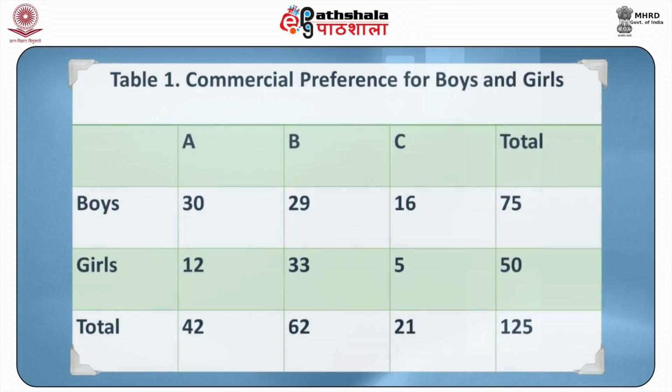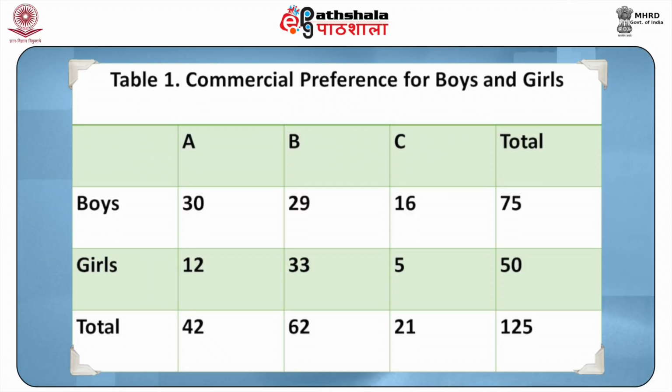Let us look at an example. Suppose that 125 children are shown 3 television commercials for breakfast cereal and are asked to pick which one they like the best. The results are shown in the table. You would like to know if the choice of favorite commercial was related to whether the child was a boy or a girl, or if these two variables are independent.